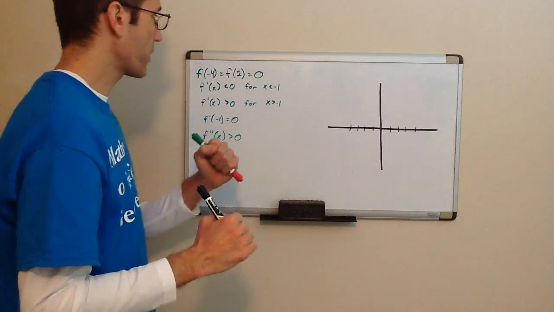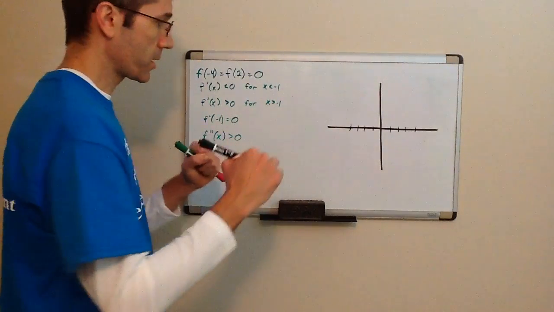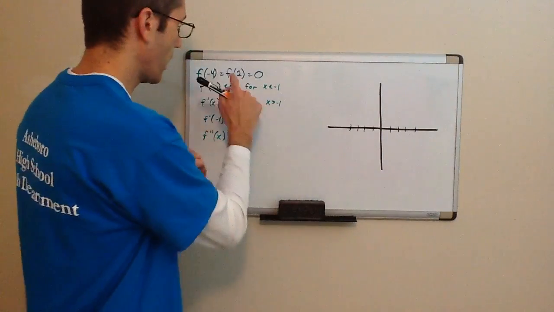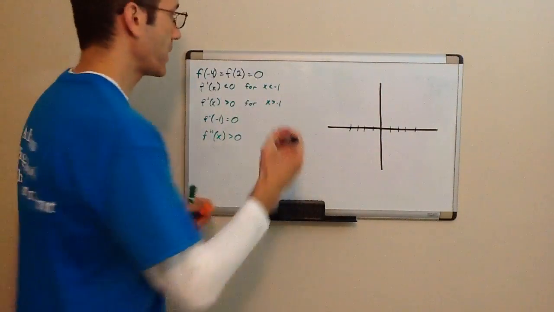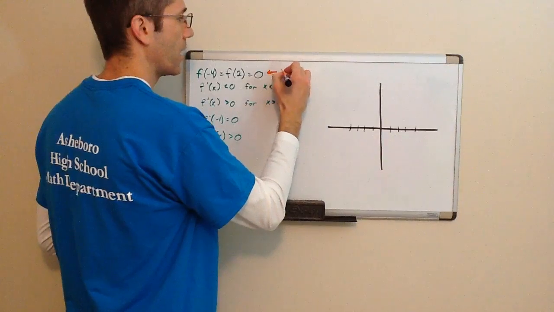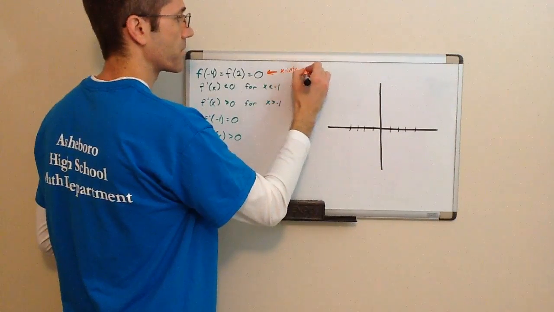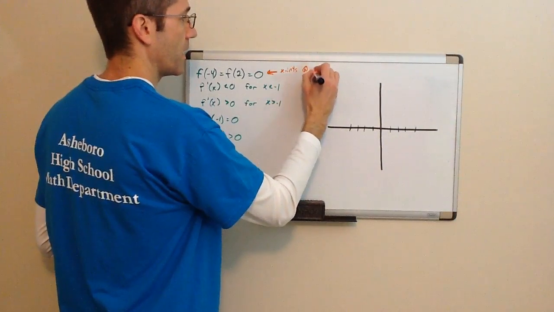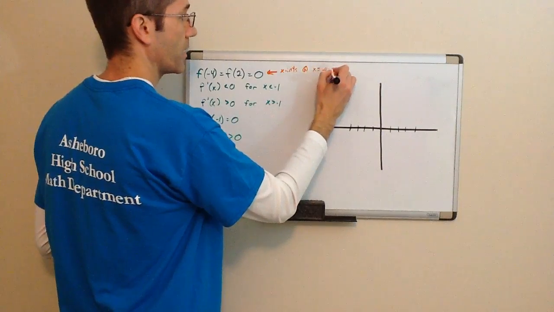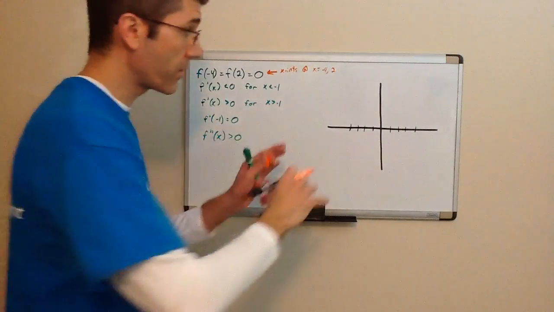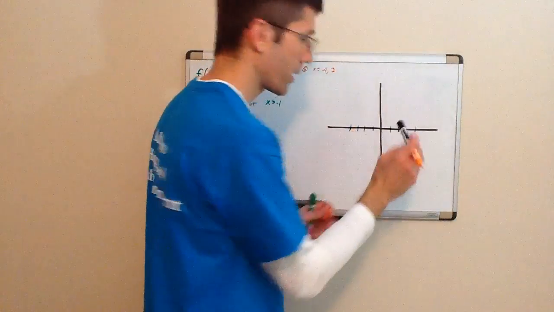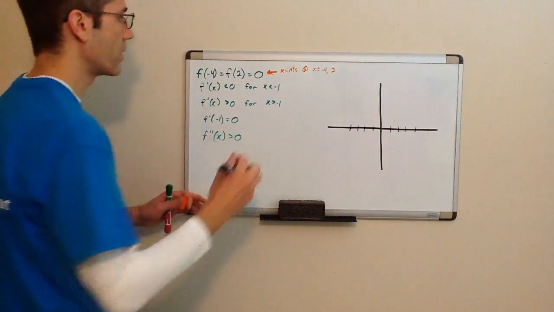If I plug in a -4, I'm going to get the same thing I got if I plugged in a 2, and I get a 0. That means I have x-intercepts at x equals -4 and at 2. If you wanted to come over here to the graph and put a dot here and a dot here, you could. I'm going to hold off.